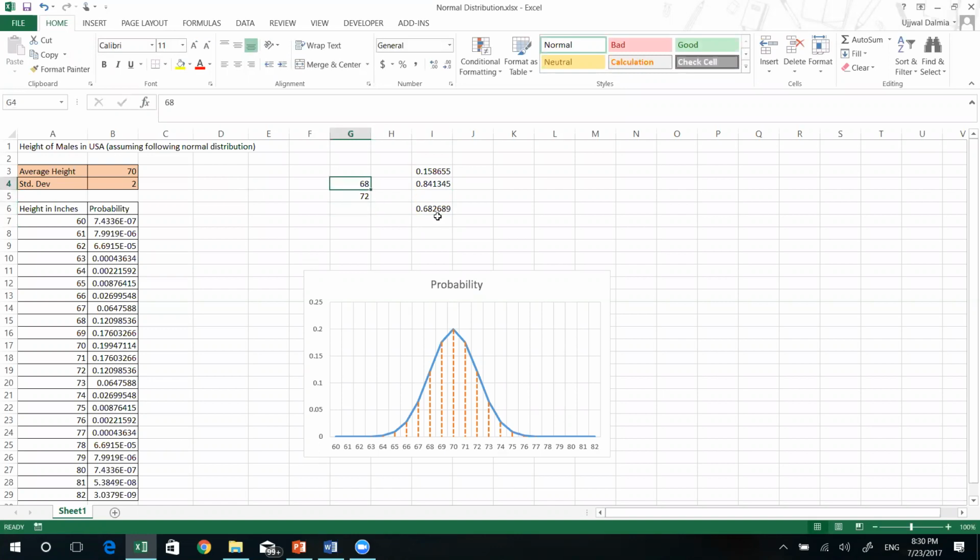If you go with two standard deviations, that's 66 to 74. You see, this is approximately equal to 95%, 0.95. And similarly, 64 to 76. You see, 99% approximately. Guys, is this clear to everybody? That's why we are considering 68, 95, 99. Perfect. So guys, till now, what we were doing is we were being given a range of values and we were being asked to find out the probability associated with that value, right?